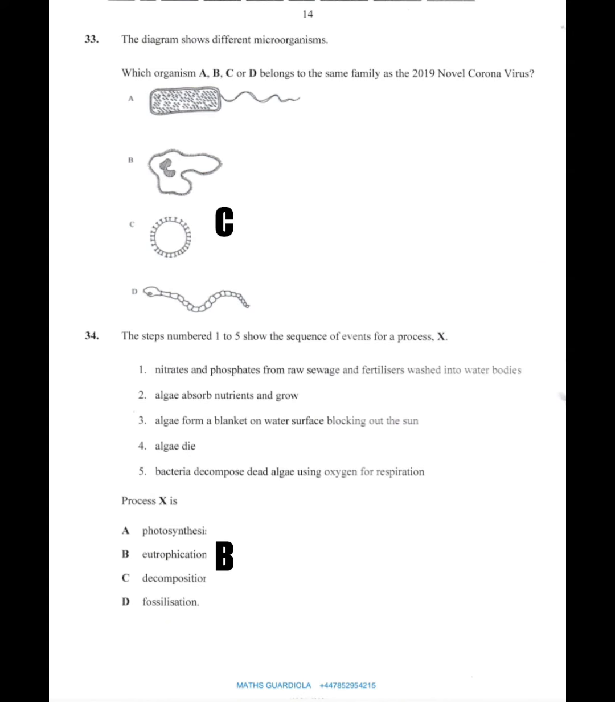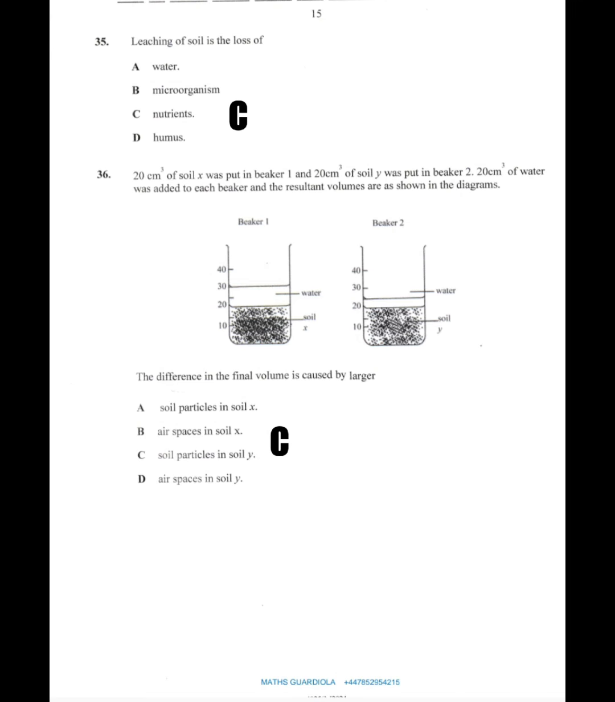Eutrophication is a process in which excessive growth of algae occurs in a water body due to excessive minerals and nutrients. Let us move on to number 35. Leaching of soil is the loss of. We are going to select C as our answer, which is nutrients. So leaching of soil is the loss of water soluble plant nutrients from soil due to rain and irrigation.